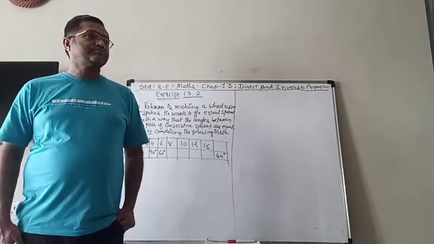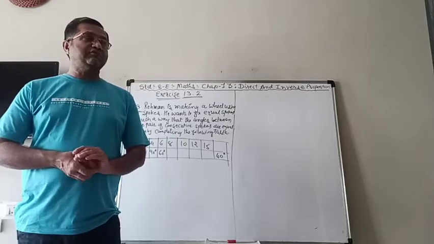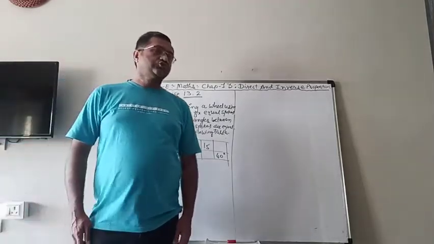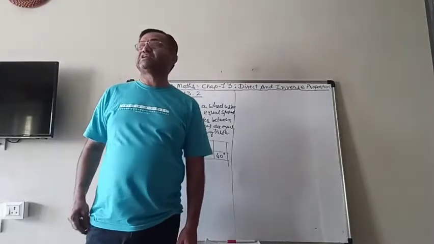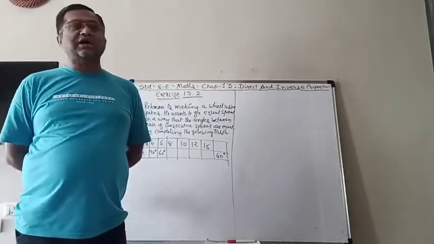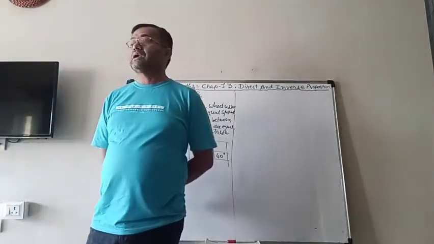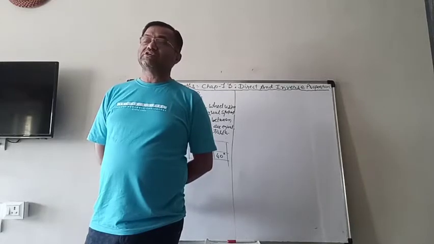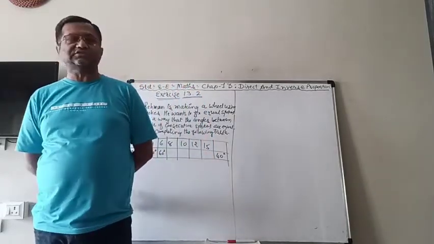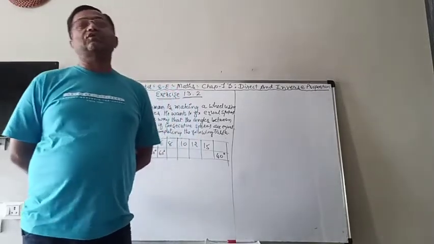In inverse proportion, we saw that two quantities x and y are such that their product is constant, means x multiplied by y is constant. And according to that, we use x1 y1 is equal to x2 y2 is equal to x3 y3 and so on to find the required values.